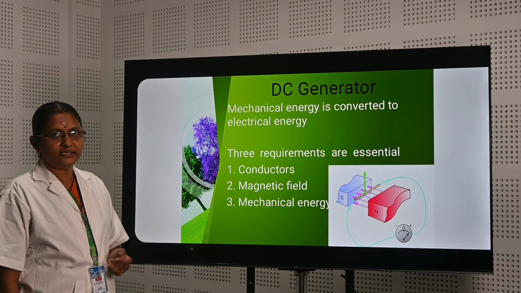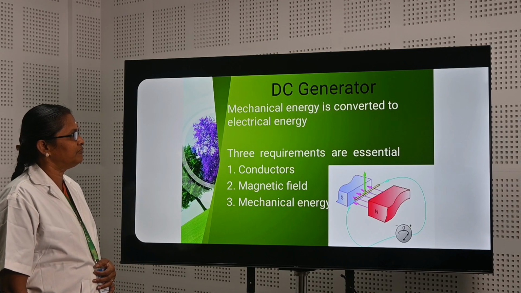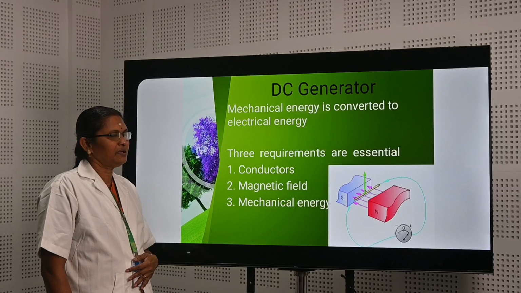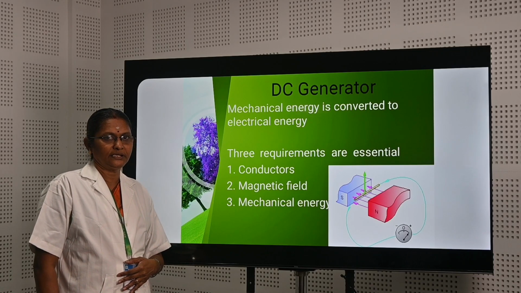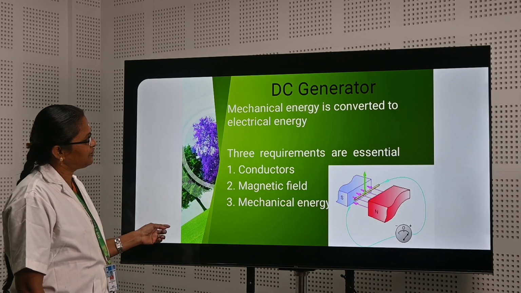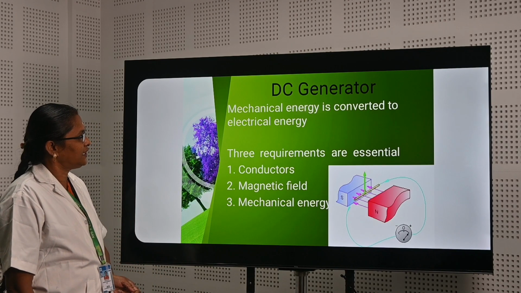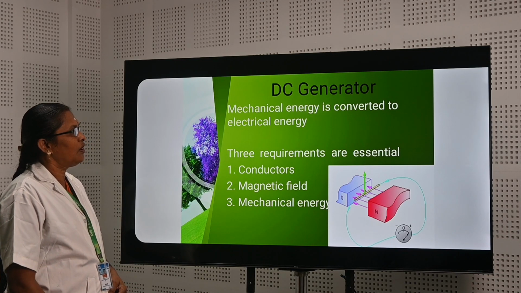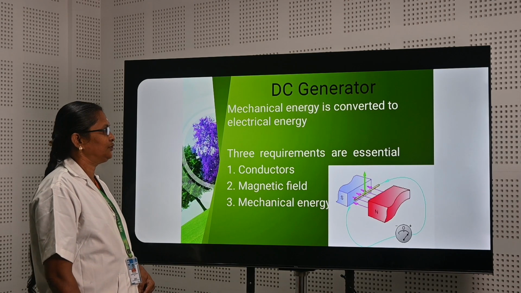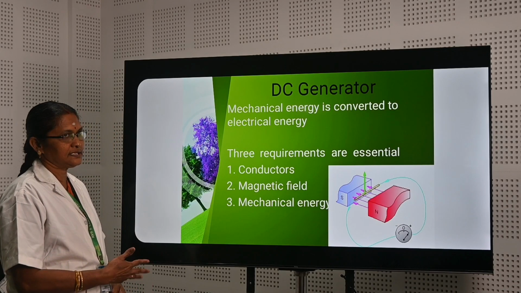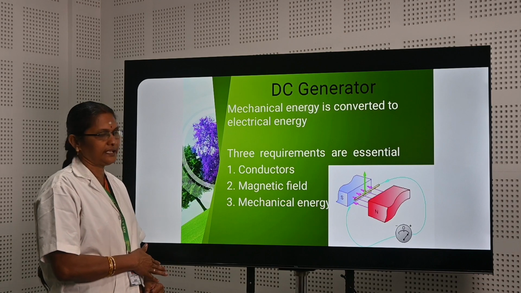The DC generator works on the basic principle of Faraday's law of electromagnetic induction. So what is meant by Faraday's law of electromagnetic induction? Whenever the conductor cuts the magnetic field, an EMF is induced in it. In that way, the generator converts mechanical energy into electrical energy. If you take DC, this device is called a DC generator.